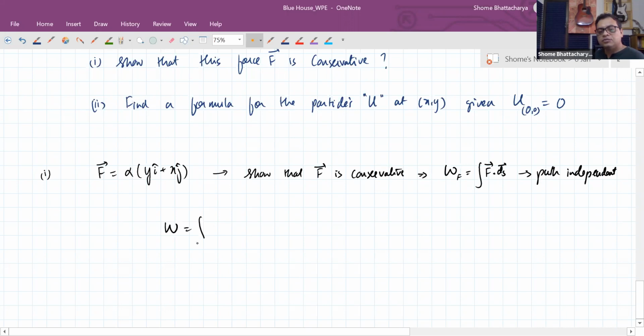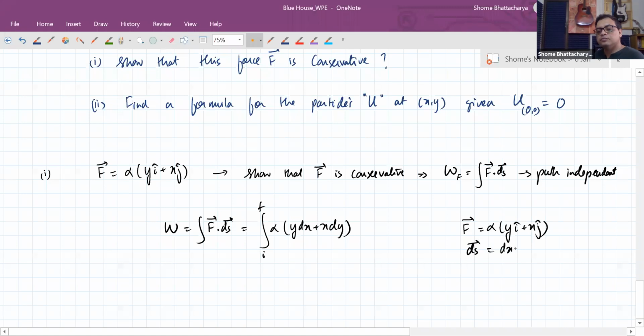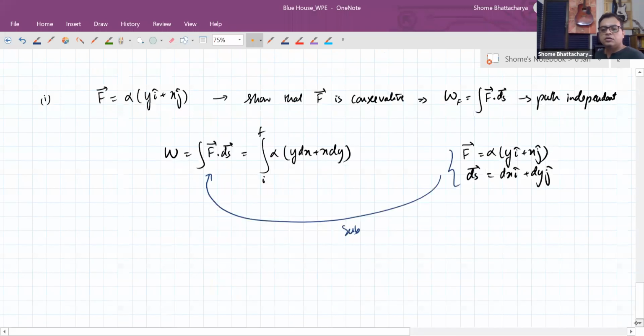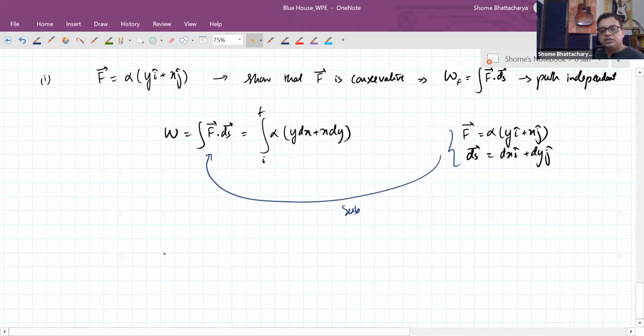So work done by this force will now become like this. It will be alpha into (y dx plus x dy) from some initial to final position. Because here, okay, and so we are substituting this information here. So you get this? Okay. Now the next step is that how do we do this integration without a particular path given to us?